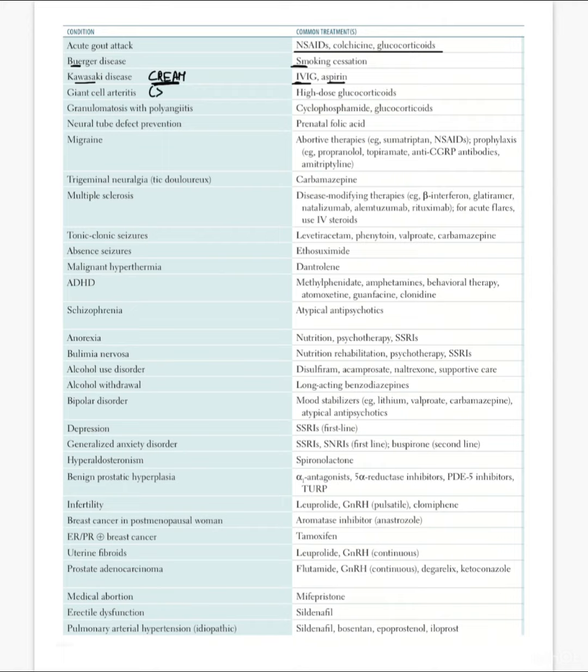Then you have giant cell arteritis, guys, more than 50 years, guys. You may have a history of headache, guys. Okay, these are the things that you see in giant cell arteritis. So high dose glucocorticoid, guys. Okay.